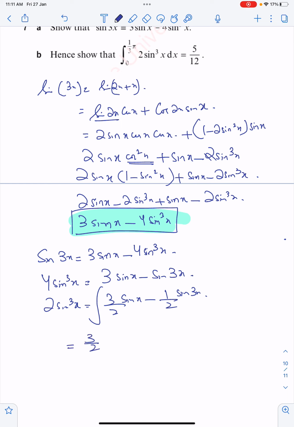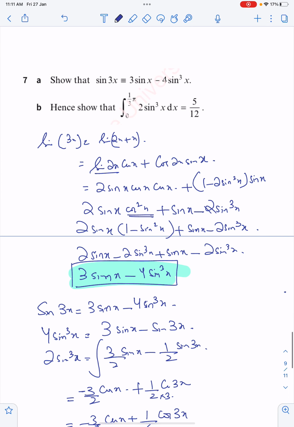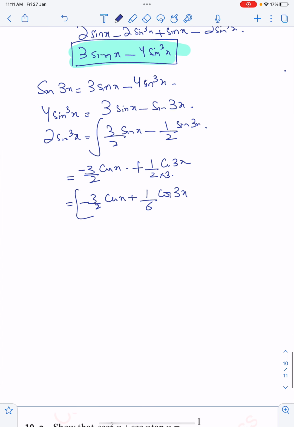3 upon 2 sine, the integration of sine is cos, so minus 3 upon 2 cos of x. Minus sine of 3x is going to be 1 upon 2, and integration of sine is negative, so it's going to be positive cos of 3x divided by 3. Okay, so I have minus 3 upon 2 cos of x plus 1 upon 6 cos of 3x. I have to put the boundaries of pi by 3 and 0 onto this.